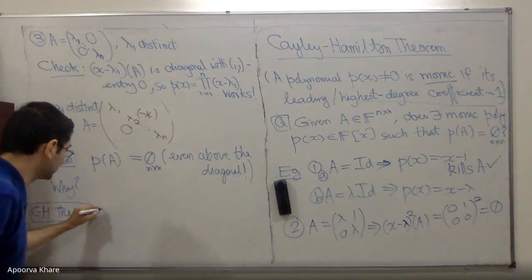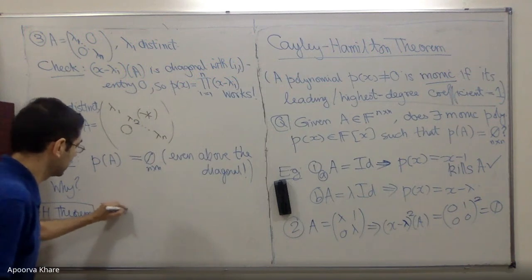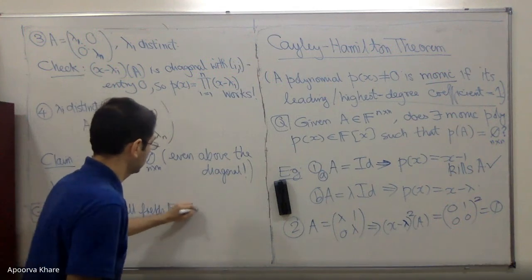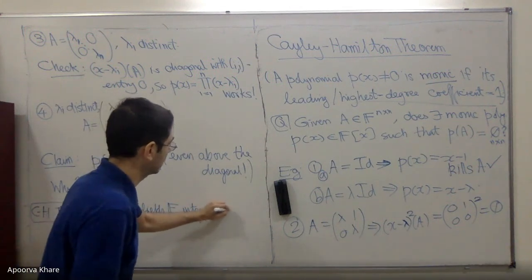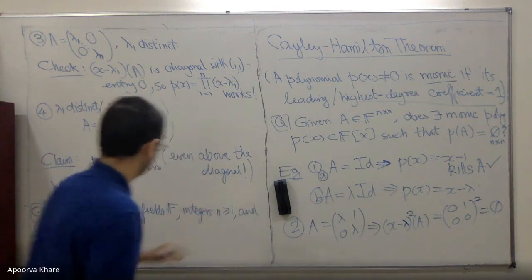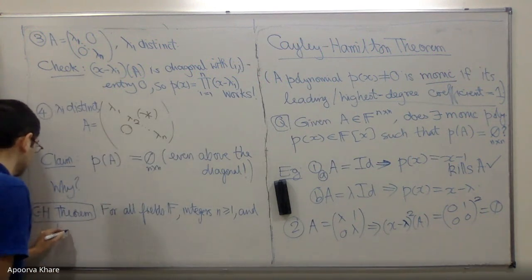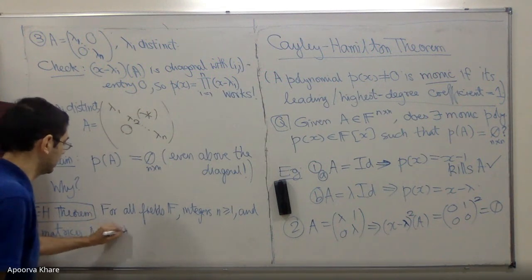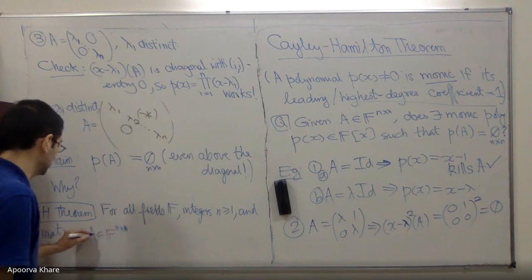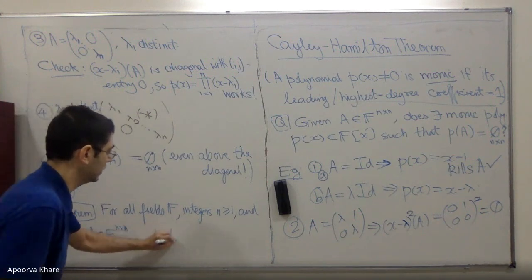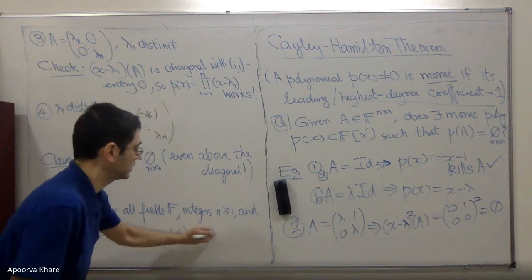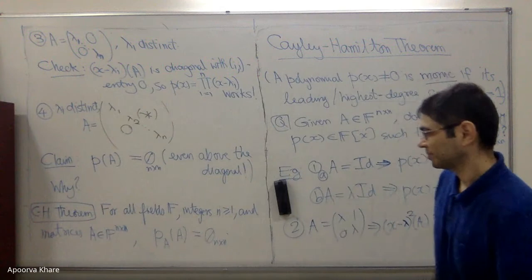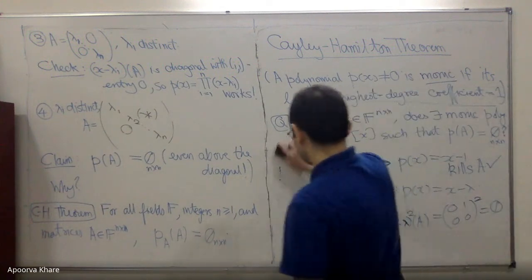So, given a field, so for all fields F, integers n bigger than or equal to 1, and matrices A in F to the n cross n, so for all fields, all sizes, and all matrices, P_A of A is the zero matrix. That is the Cayley-Hamilton theorem. Okay, great.